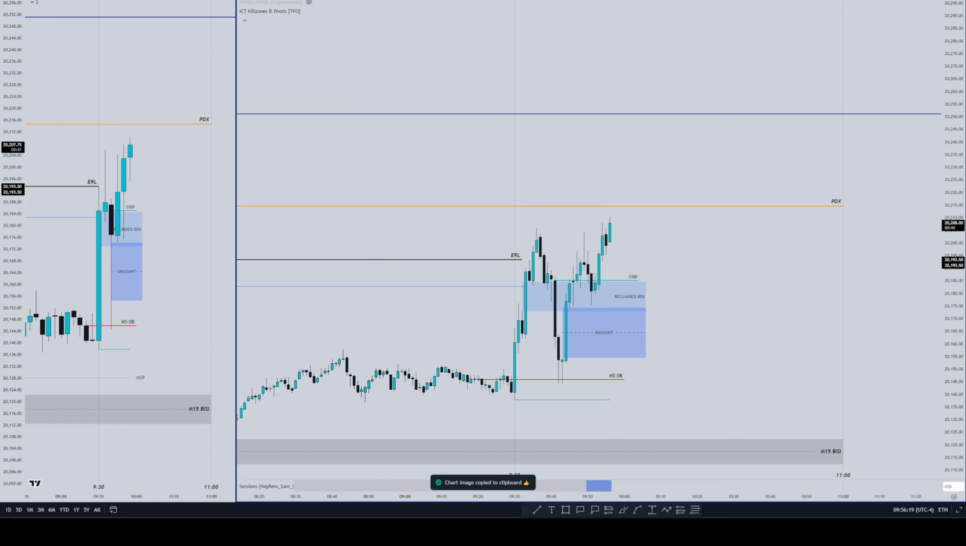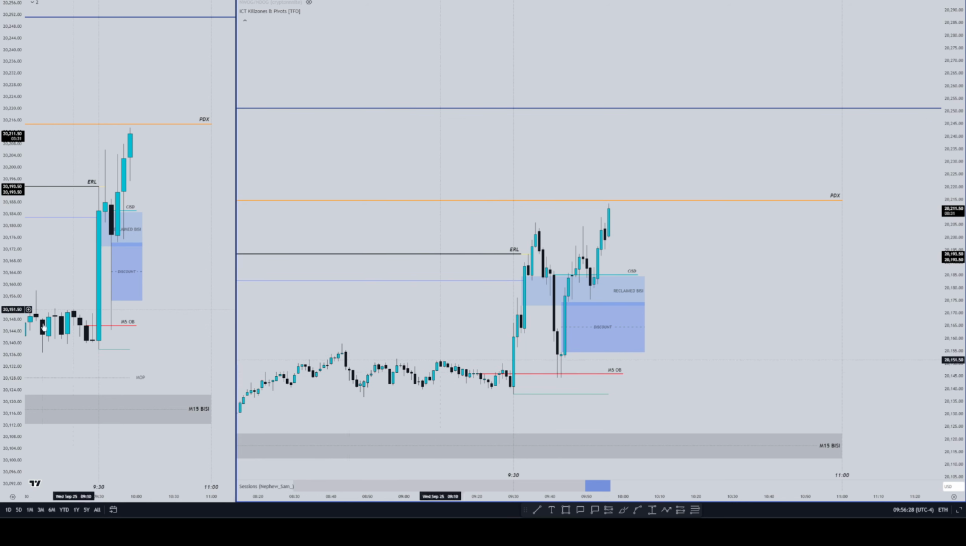Screenshot this really quickly. I'll send it to predictions chat. And there is your previous day high. Now you just gotta look for that buy side.